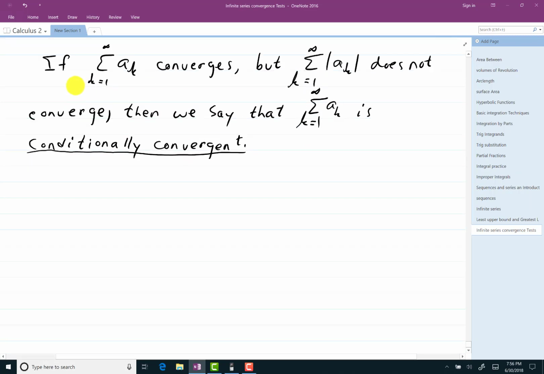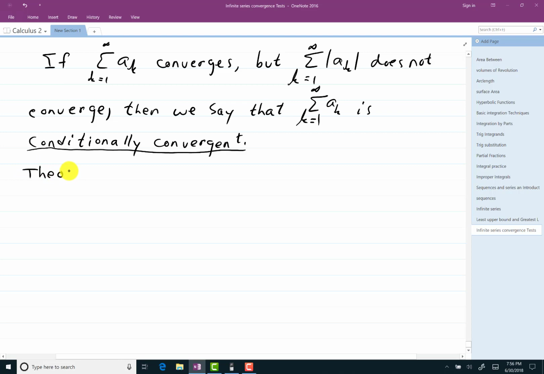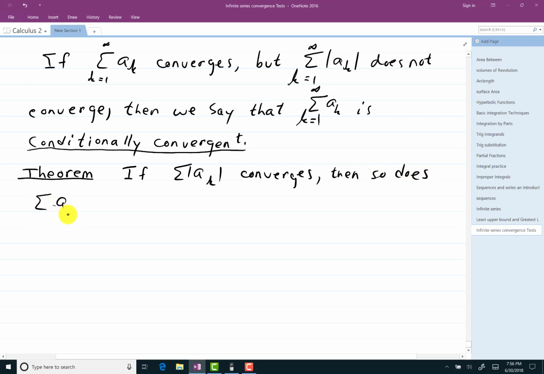So the first theorem goes like this. Theorem: if the sum of the absolute value of a sub k converges, then so does the original series. So absolute convergence implies convergence. Obviously, the other way around does not work, because the harmonic series is one of those series that does not converge absolutely, but it does converge conditionally.